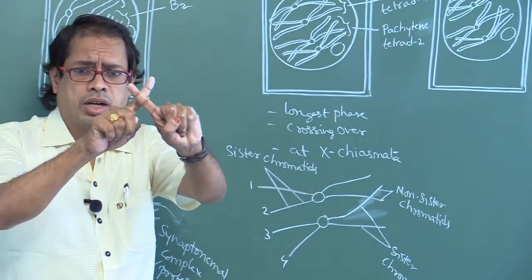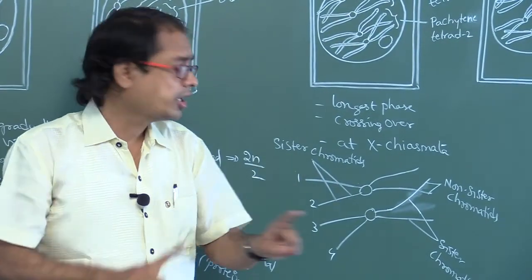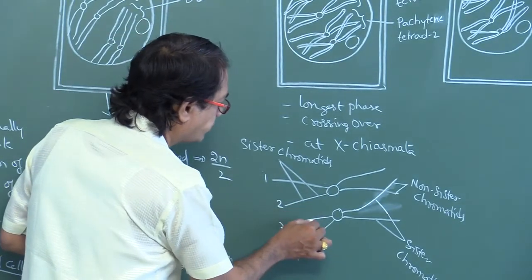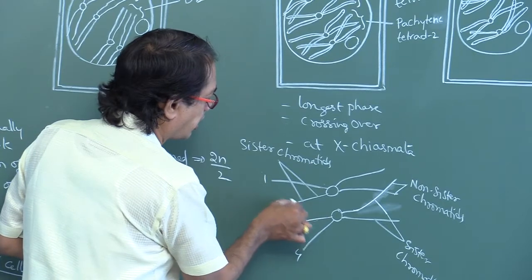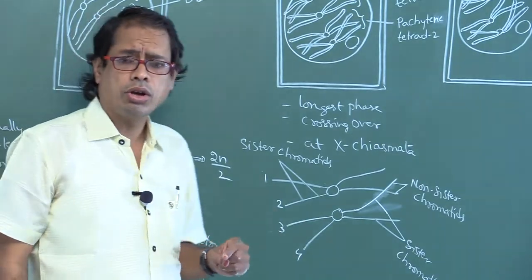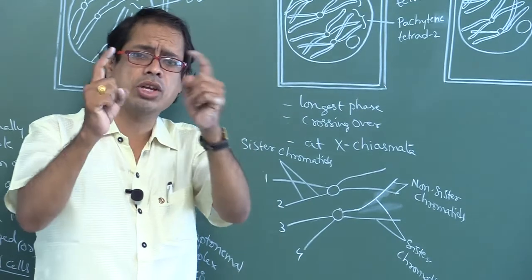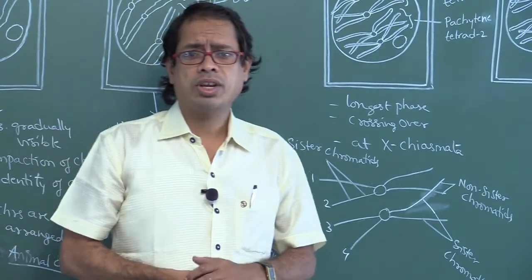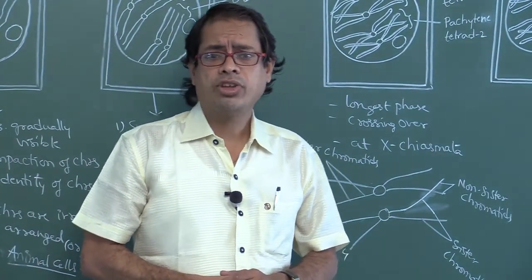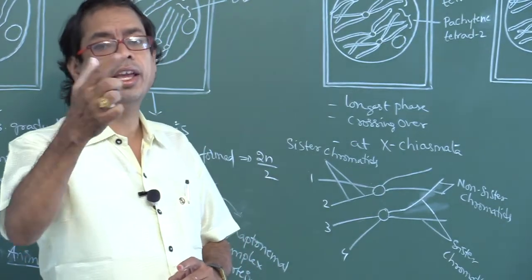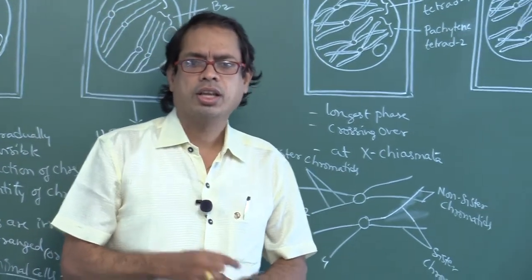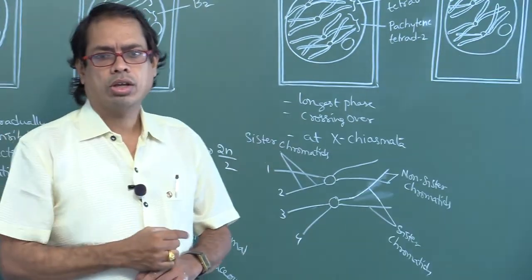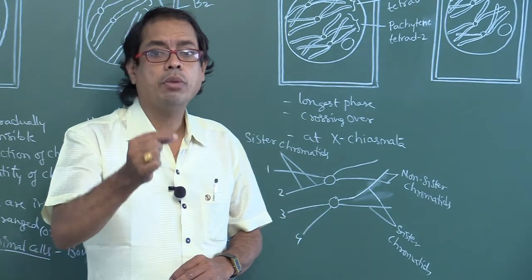So first of all, chiasmata are formed. Chiasmata means X shape. This is an X shape, and here also it may combine like this. First X-shaped structures are formed and then crossing over. This crossing over occurs at the recombination nodule. It is an enzyme-mediated process, and the enzyme involved is recombinase. The site of crossing over is the recombination nodule.